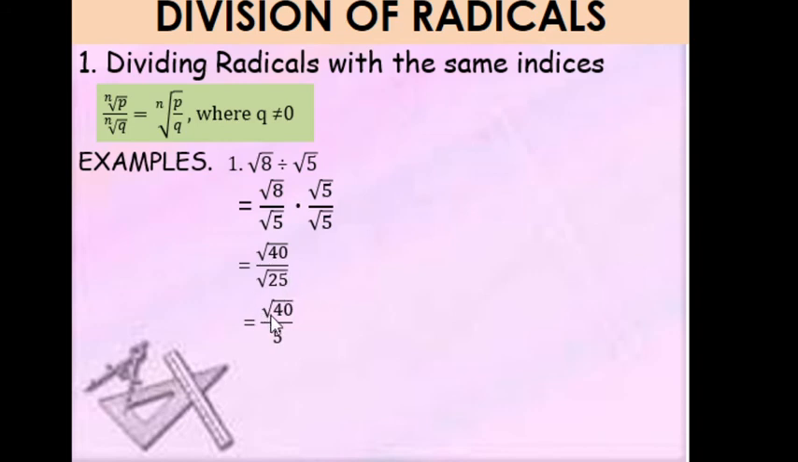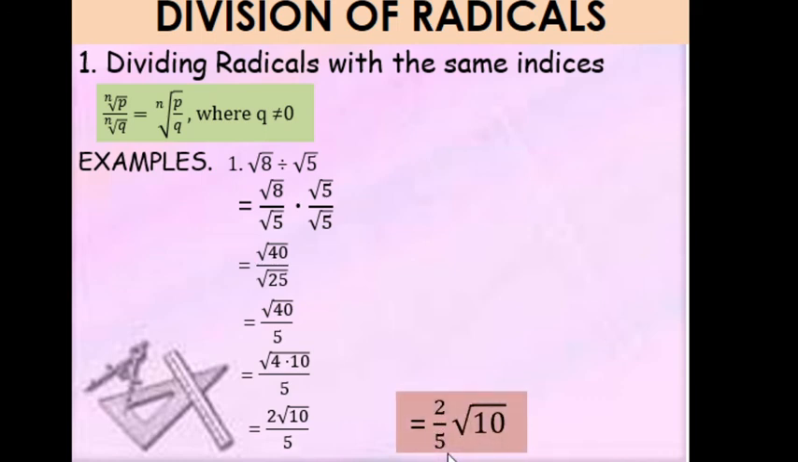So dito, sa 40, pwede natin siyang i-factor ng isang factor na perfect square. So this will become square root of 4 times 10 over 5. So yung 4 siya yung perfect square. And ngayon, kukunin natin ang square root ng 4, which is 2. So this will become 2 square root of 10 over 5. And the final answer is 2 over 5 square root of 10.